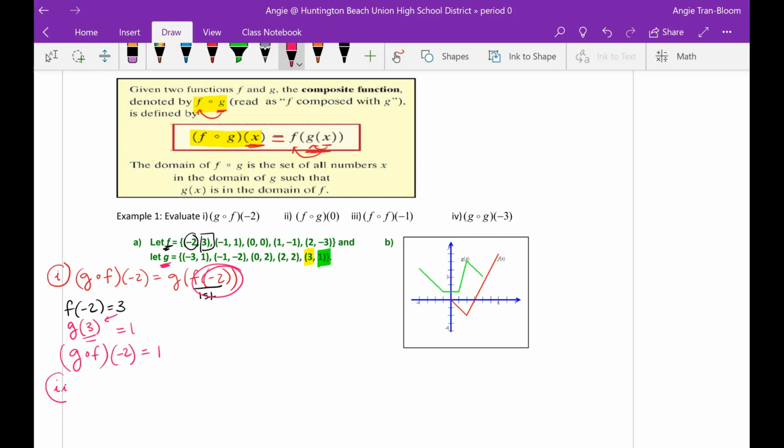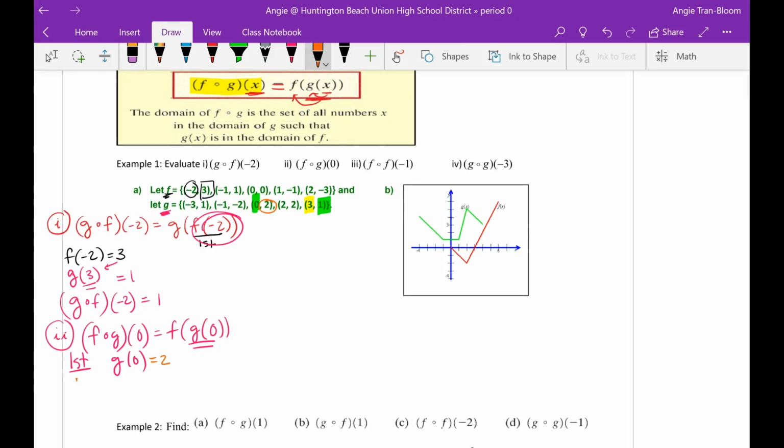2i, it is asking for us to do f composed with g of 0. So by definition, we're going to do f of g of 0. So you do this first, okay? So first step, you do g of 0. So you're going to go to the g function and find input is 0. When the input is 0, the output is 2. So that's the output is 2.